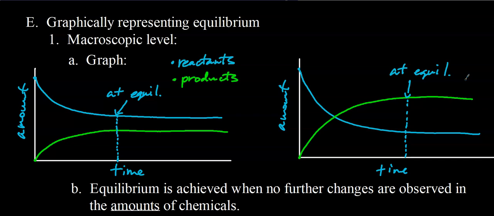At equilibrium, what is true about the amounts of the reactants compared to the amounts of the products? Well, we see in the first graph that at equilibrium, there are more reactants than there are products. This is significant. On the second graph, we see the opposite. At equilibrium, there are more products than there are reactants. Again, we'll talk about the significance of this later. Letter B there: equilibrium is achieved when no further changes are observed in the amounts of the chemicals.